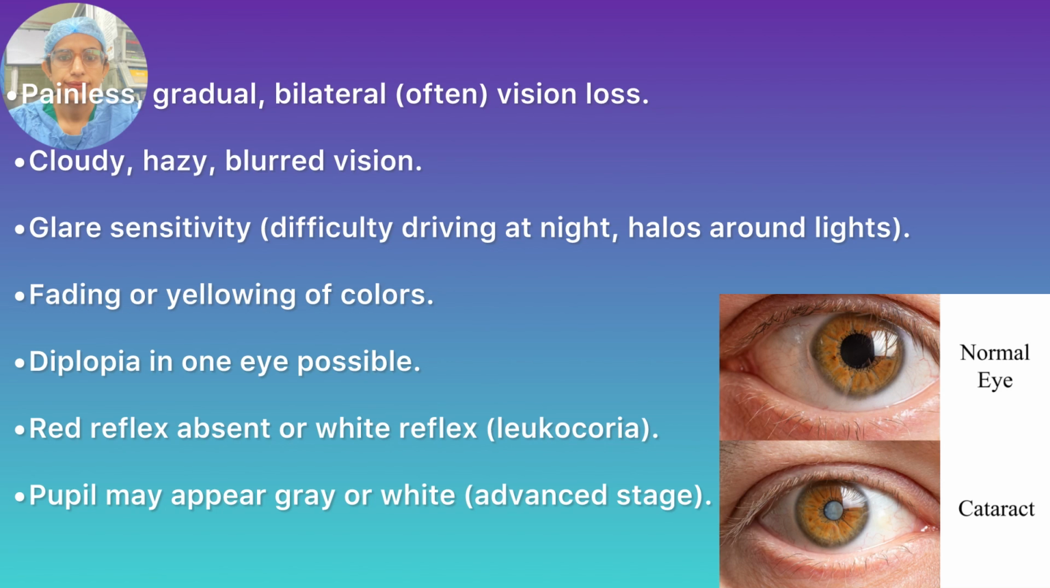Red reflex is absent or a white reflex is present, which we call leukoria. So what does absent red reflex mean? The red reflex is the reddish-orange glow seen in the pupil when the light of an ophthalmoscope is shone into the eye. It occurs because the light reflects off the retina's blood vessels. Normally a bright red or orange glow is seen in both eyes. But in cataract the red reflex is absent, meaning something is blocking the light from reaching the retina, and the pupil may appear gray or white in advanced stages.